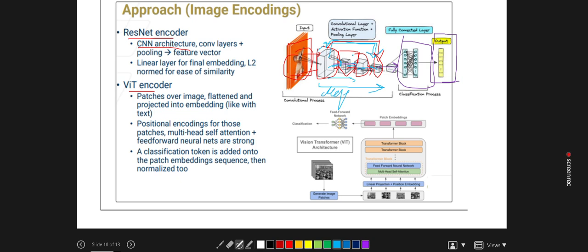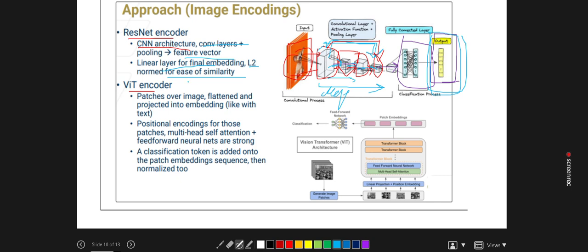In the CLIP model, the ResNet encoder works like this: there is the CNN architecture, convolutional layers, pooling, and then a feature vector, and then final embeddings and L2 normalization. These are all deep learning concepts that you must have already studied. But this was the introduction to the ResNet encoder. So what will these encoders do? The output will be a feature vector, and the ResNet will encode and embed it.